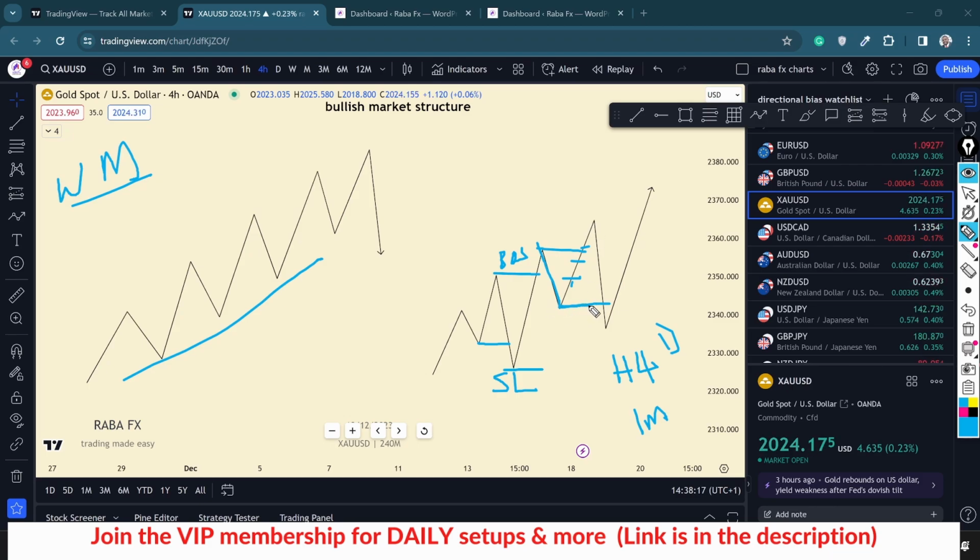This is an inducement, traps that smart money put in place to take your money. But what do you need to do? Look for the closest point of interest here. Once this liquidity is taken, then you continue pushing ahead, and so on and so forth.